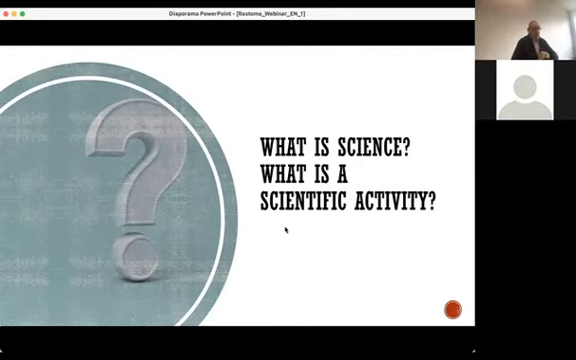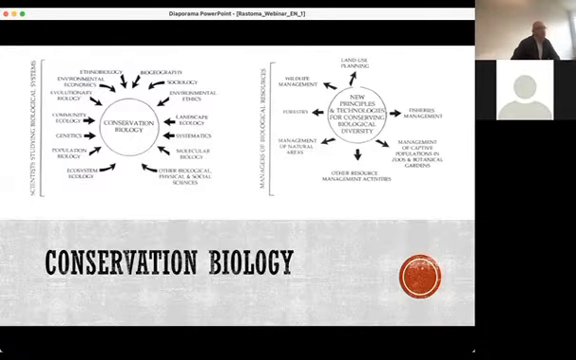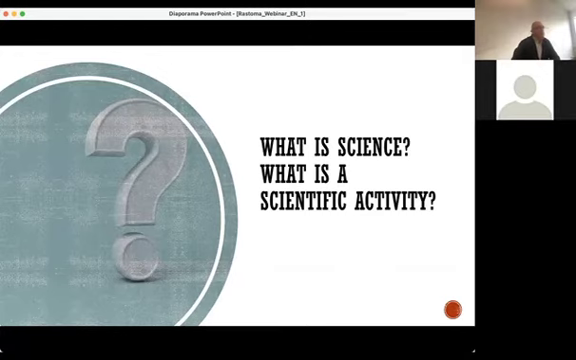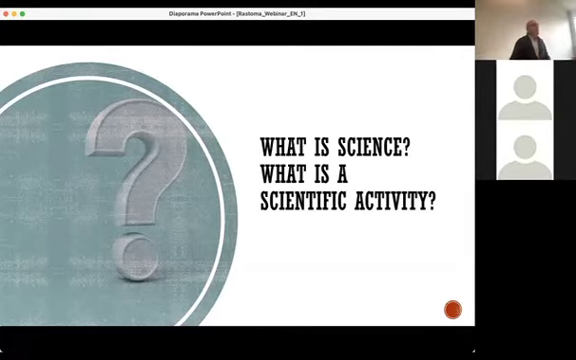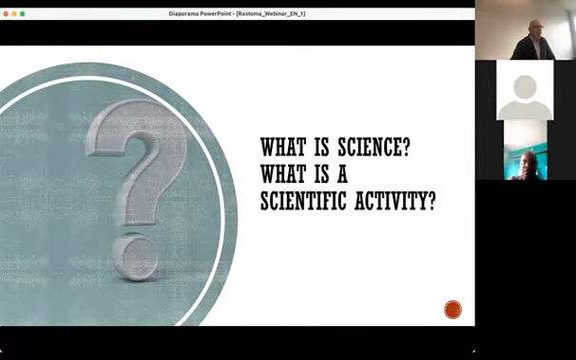Then, as we have just seen that conservation biology is a science, but also an applied science, we should define clearly what is a science and how the concept of science can be applied to marine turtles. So now we will talk a little bit about what is a science and what is a scientific activity. Let's see first what is a science, then what is a scientific activity, and then how we can apply this to marine turtles.